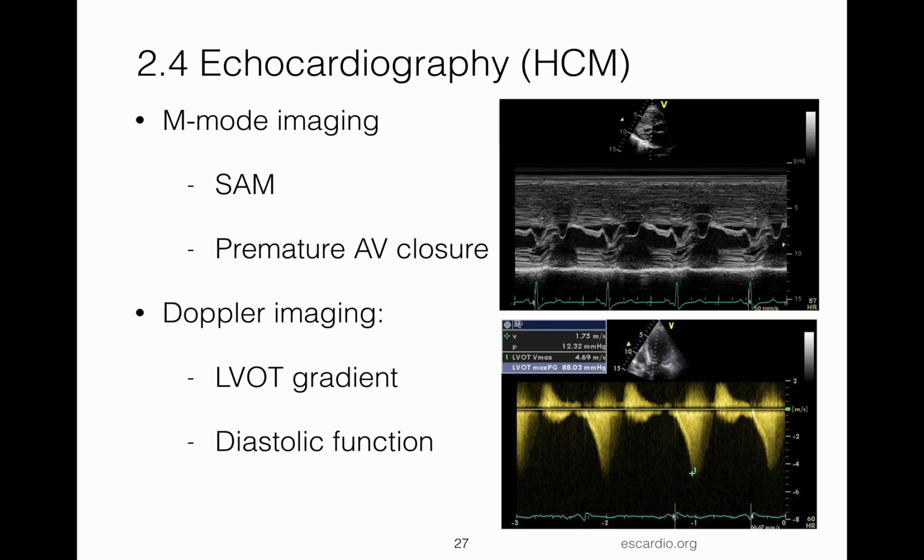Doppler imaging is also important. An LVOT gradient needs to be measured. This will almost always require the use of continuous wave Doppler, as velocities can exceed 4 and 5 meters per second in the LVOT. Diastolic function measurements are also valuable.